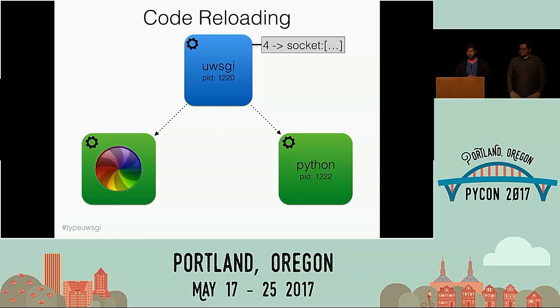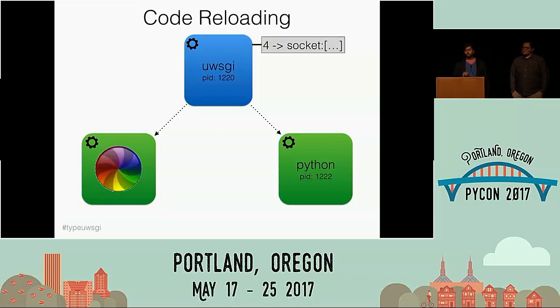So here's an example diagram where uWSGI has these 2 Python worker processes. You can see that one of them is busy, spinning. You can see another one is ready, waiting, not handling any particular connection. And you can also see that uWSGI still has this listen socket bound on number 4 that Philip told you about a moment ago.